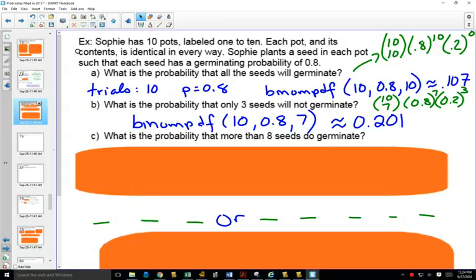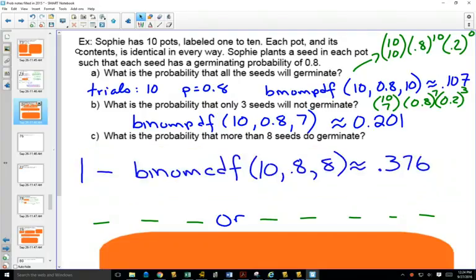So what is the probability that more than 8 seeds do germinate? Well, here's where you could use the binomial CDF. You could figure out this binomial CDF of 10, 0.8, and 8 will calculate all the probabilities of 0, 1, 2, 3, 4, 5, 6, 7, and 8 all added up together.